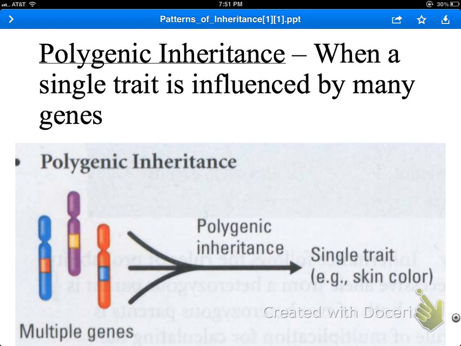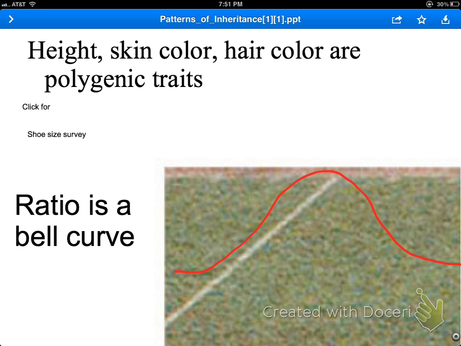Polygenic inheritance is the way most traits in humans and complex organisms are inherited. Poly is a prefix that means many, and this individual trait is influenced by lots of genes. So it could be 12 genes, 6 genes. The genes combine together to give you a single trait. For example, skin color. This was an explanation for why there are so many different varieties of skin color. Height is also another one. Hair. These are all polygenic traits.